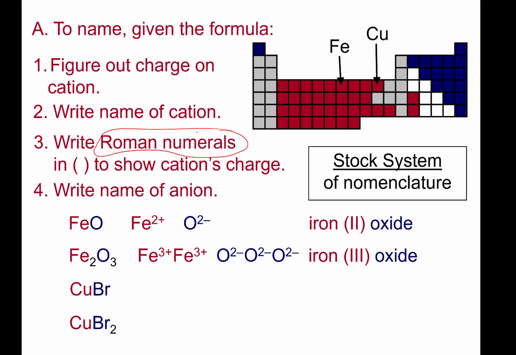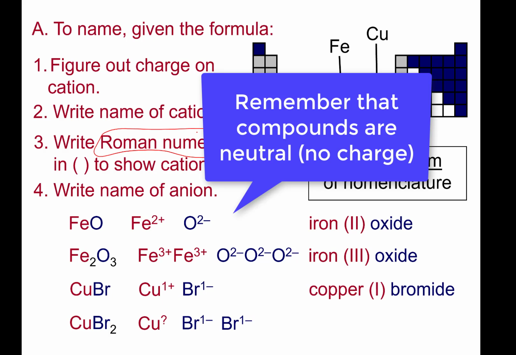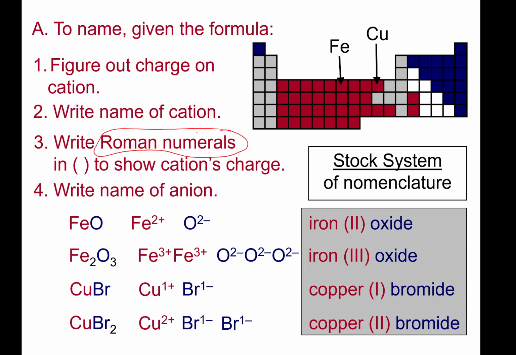Let's look at the next one. Copper, we're going to figure out. Bromine is a halogen, so it's 1-. Since it's a 1-to-1 ratio between copper and bromine, it's going to be copper(I). So copper(I) bromide. And then the last one, there's 2 bromide ions, each with a 1- charge, so the copper must be 2+. So copper(II) bromide.